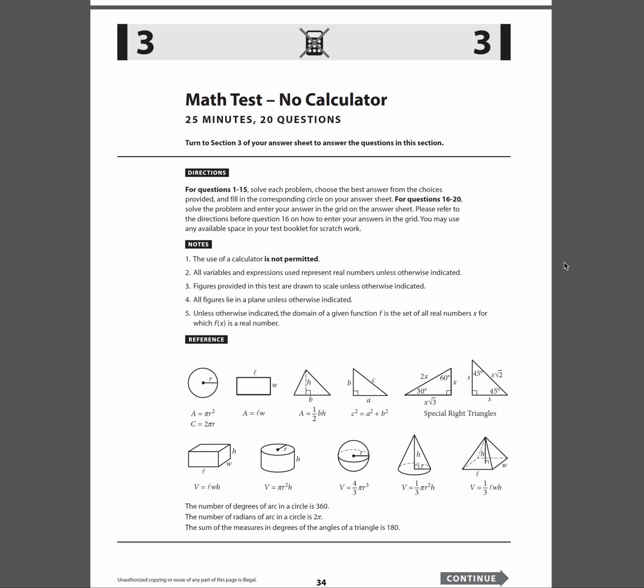So section 3 on the actual test is always going to be your math section, and this is your no calculator portion. The no calculator portion consists of 20 questions in 25 minutes. And if I go down here, you'll see how these are your multiple choice questions till question 15. And then from 16 to 20, they have your grid-in questions.